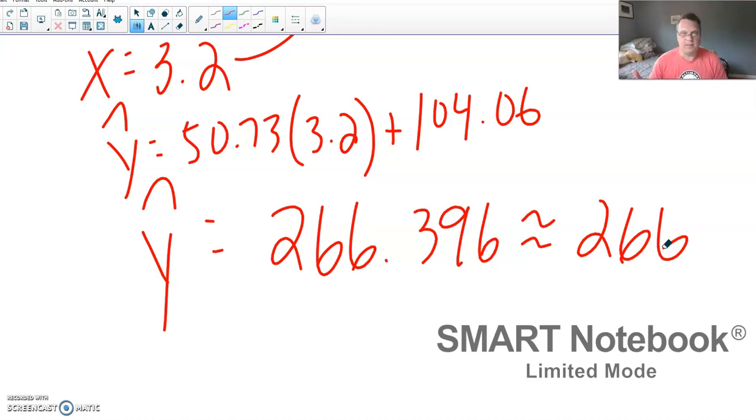And then does that make sense? 3.2 is higher than every value on the left. Therefore, this value should be higher than everyone on the right. Yep, it works. It won't always be, because sometimes your slope will be negative and go down. So that's it right there. That's your regression equation, with all the information you need.